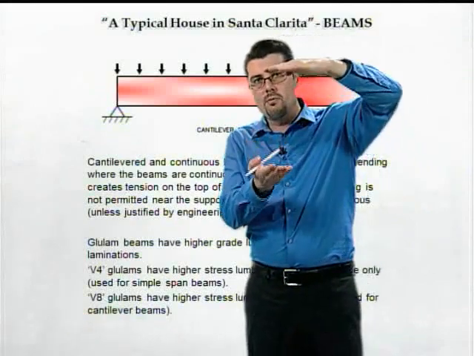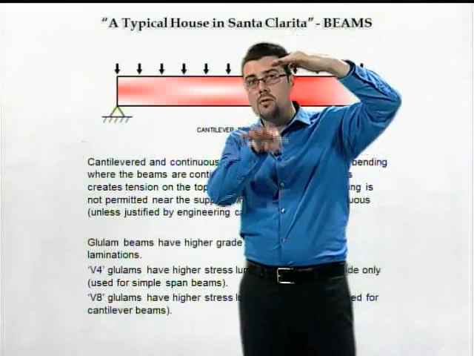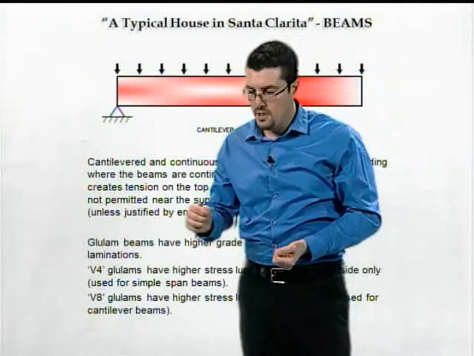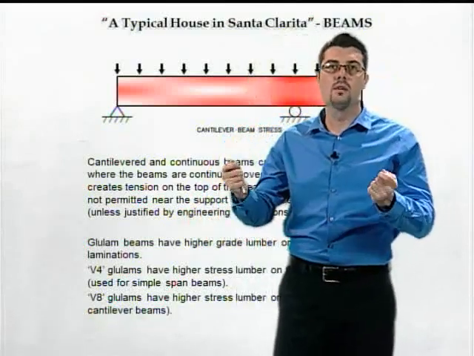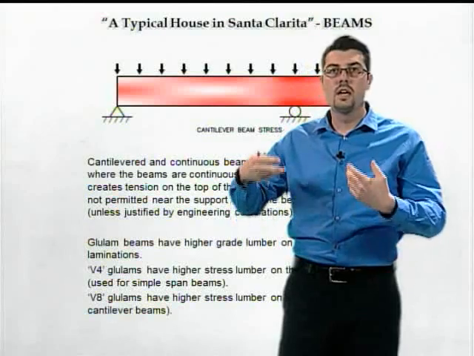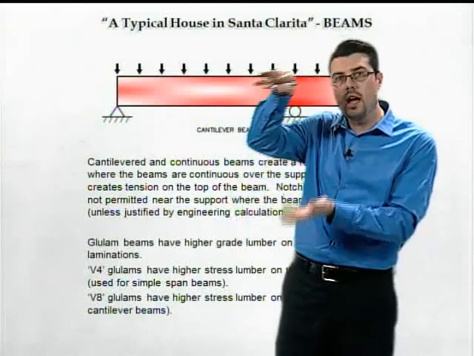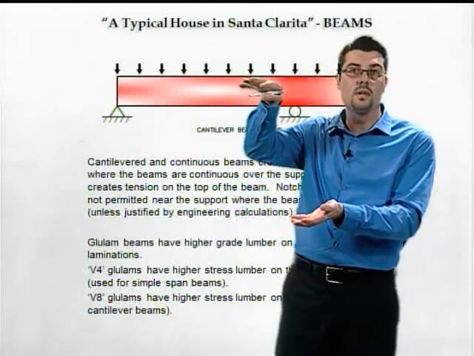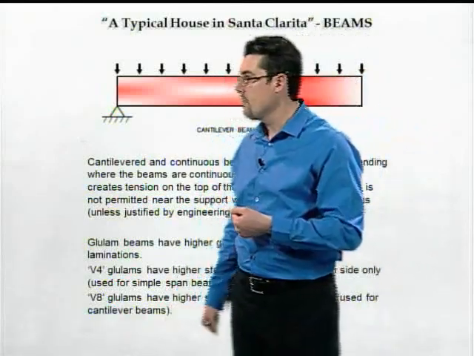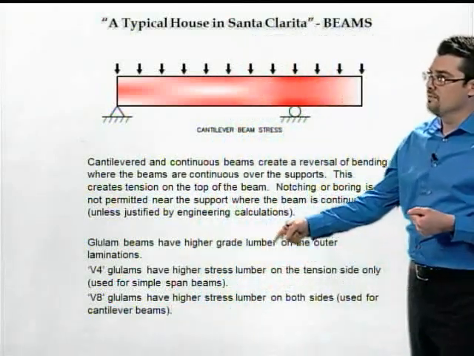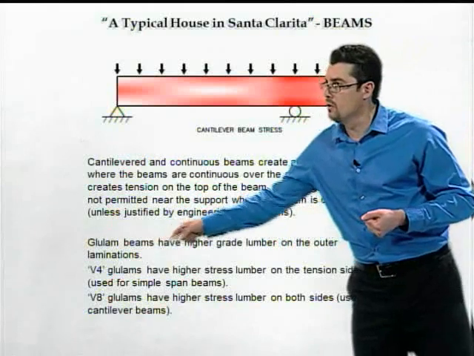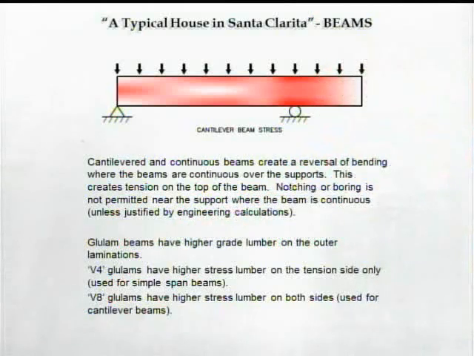When they glue the different pieces of wood together, not all of those laminations are equal. Some of the laminations are high-grade lumber that can take a lot of tension stress. And those laminations are placed on the outer laminations of the beam in order to give it more strength. So one type of glulam is what we call a V4 glulam. And it has higher stress lumber on the tension side only. Then there's also V8 glulam, which has higher stress lumber on both sides.